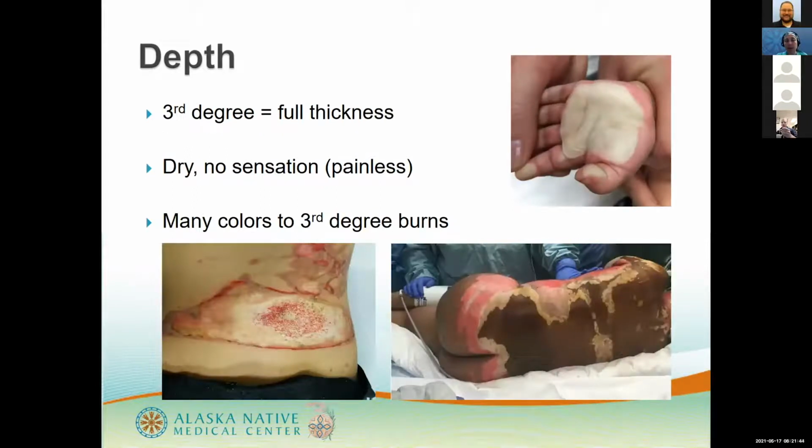And depth for 3rd degree or full thickness burns. These are going to be very dry and leathery, and they have decreased sensation. So if you see a large burn and the patient isn't that uncomfortable, you may be suspicious for a full thickness burn. Also, they come in many colors. So you can see they can be white or dark brown or even cherry red or hemorrhagic. And those are all examples of full thickness or 3rd degree burns.